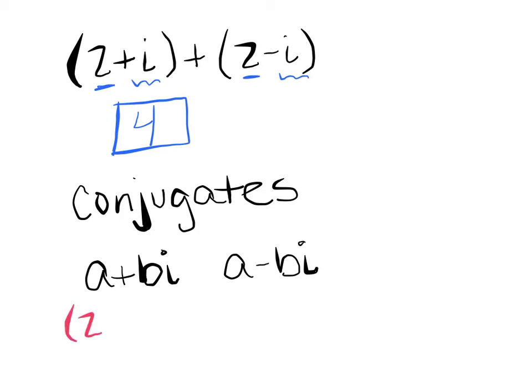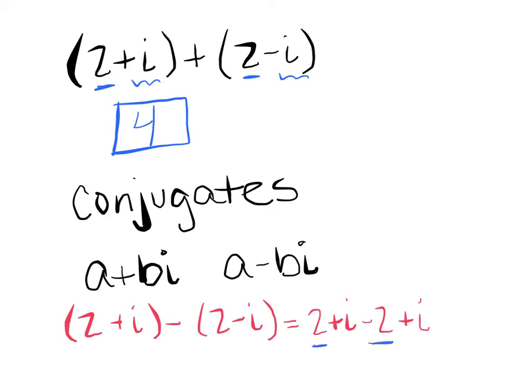2 plus i minus 2 minus i. Here we're distributing the negative, so we get 2 plus i minus 2 plus i. Okay? So combine like terms, 2 minus 2, i plus i. Our final solution is 2i. So we can see when we subtract conjugates, the real part goes away this time, and we're left with just the imaginary components.